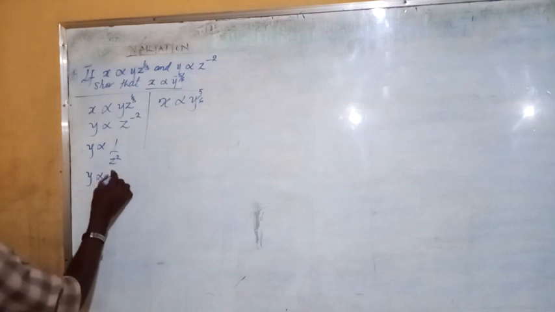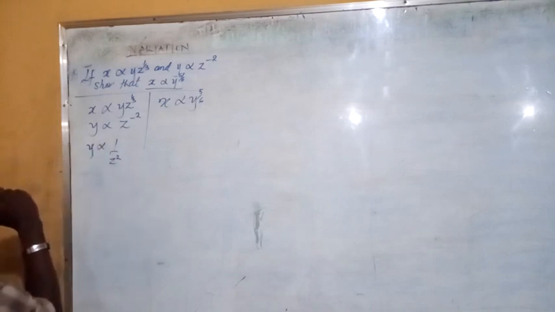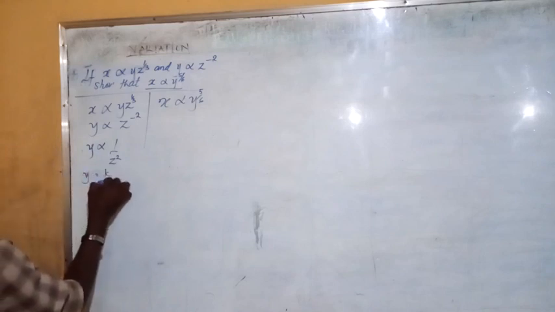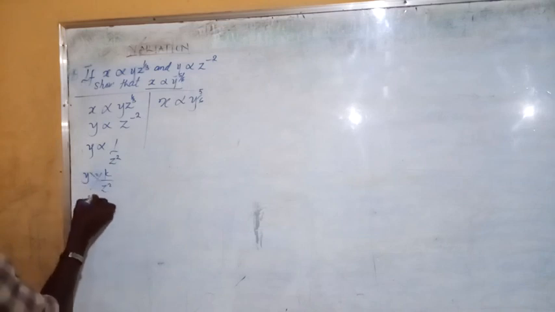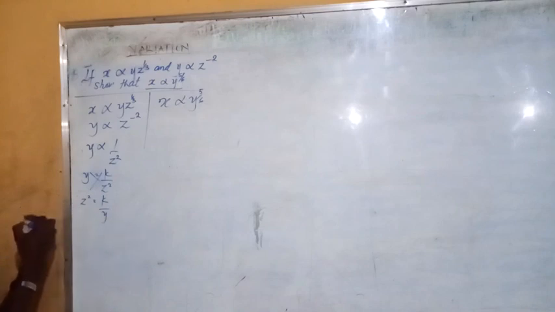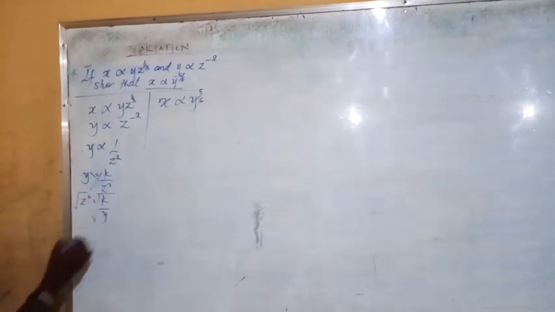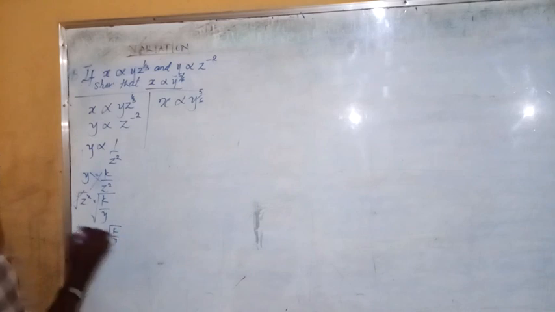If we introduce the constant here, we're going to have y is equal to k over z squared, which means that if we cross multiply, we have z squared equal to k over y, and we can take the square root of both sides. So we say z will be equal to the square root of k over y.